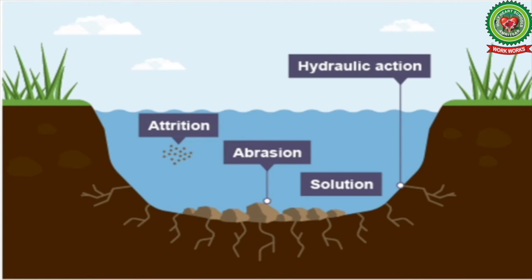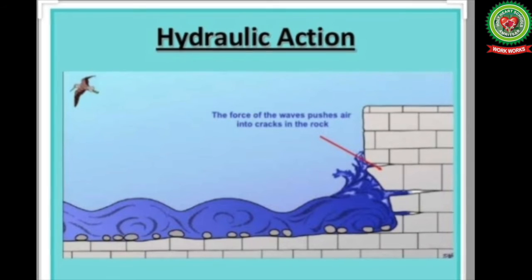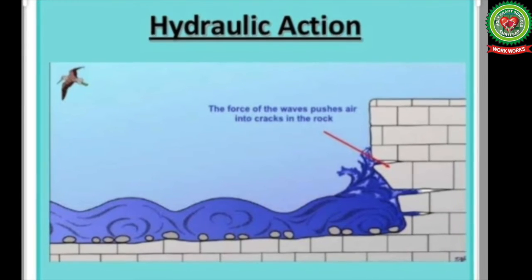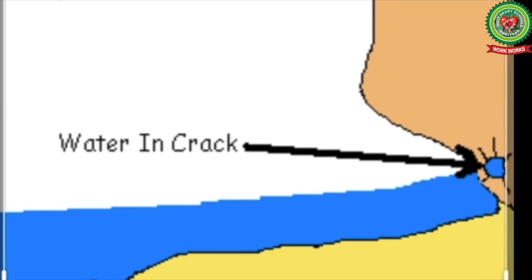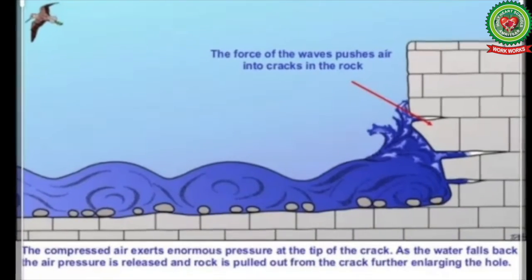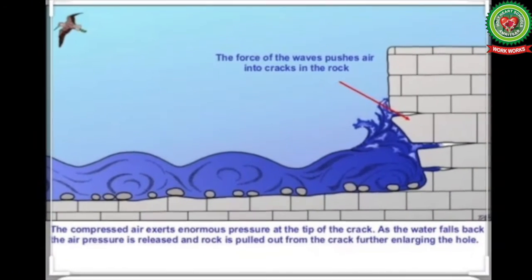Hydraulic action involves the picking up of loose material like pebbles and rocks by waves and the shattering of rocks. The sea waves crash against the cliff like giant water hammers.